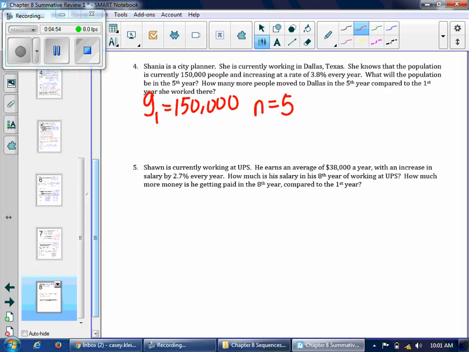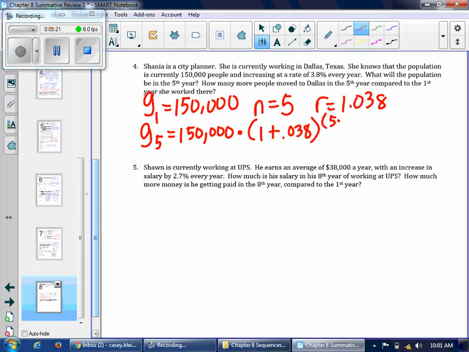And your rate is increasing, so your rate will be 1.038. Let's go ahead and set up the formula and see how many people are living there in the 5th year. The answer is going to be 174,133. We're going to round up because you can't have 0.83 of a person.